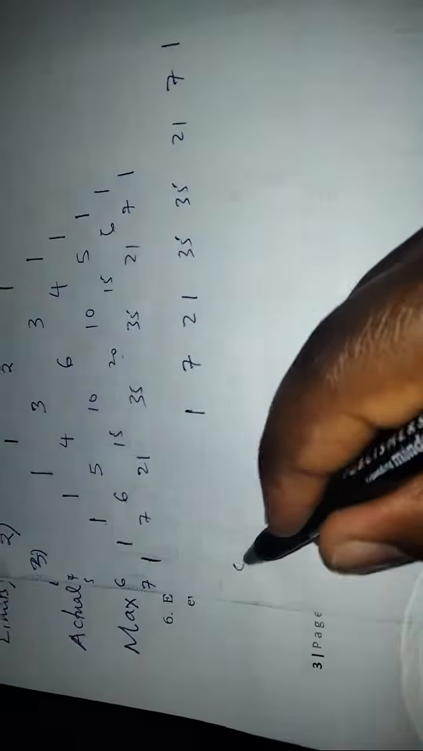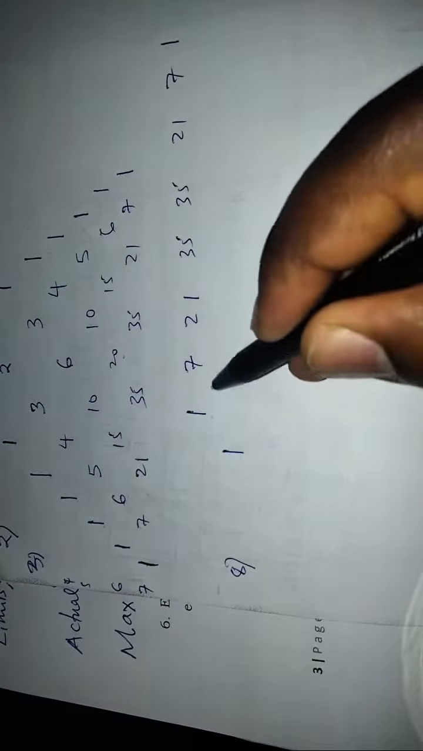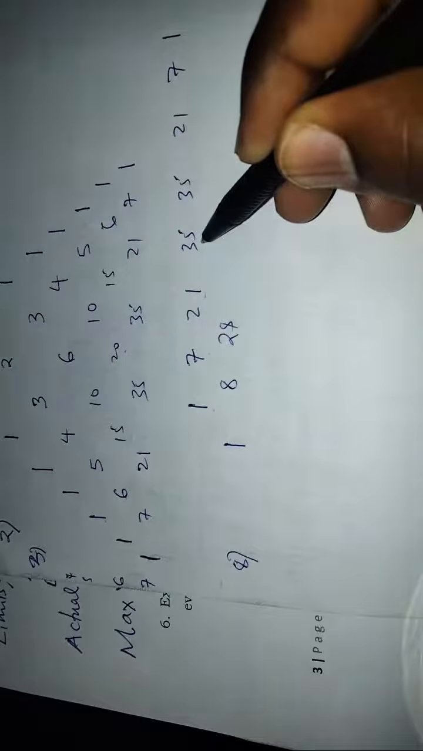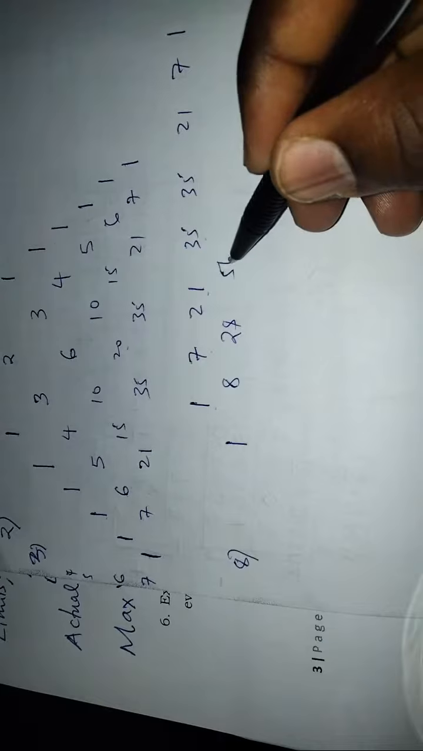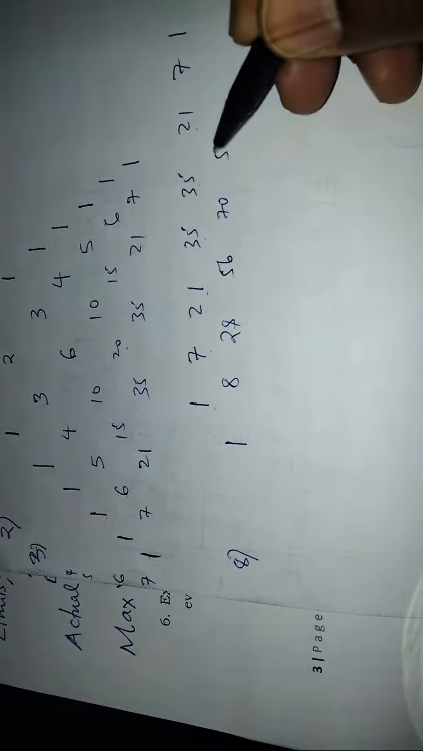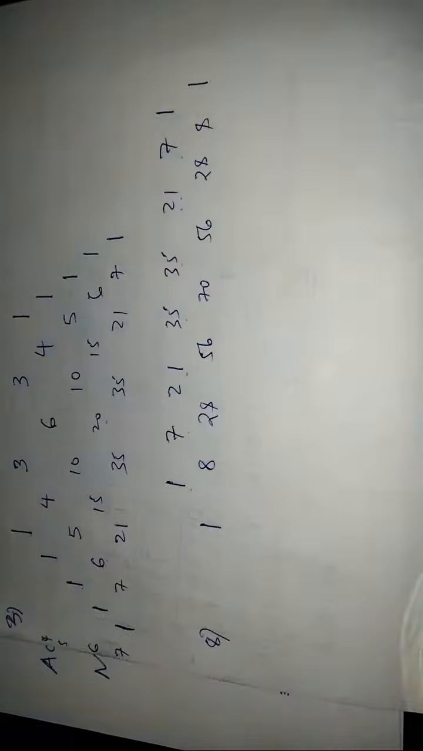We can go to power 8, whereby we need to begin with 1, then we add this to get 8. The next will be 28. The next here will be 56. The next here will be 70. This will be 56. This is going to be 28. This is going to be 8. Then 1.